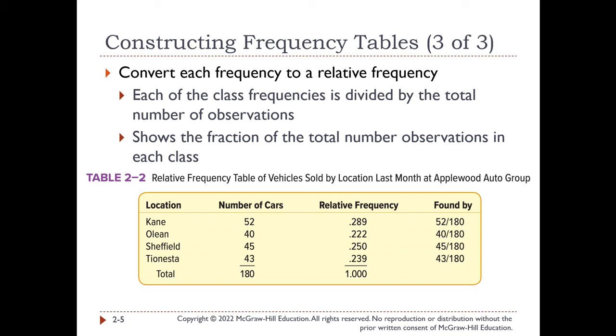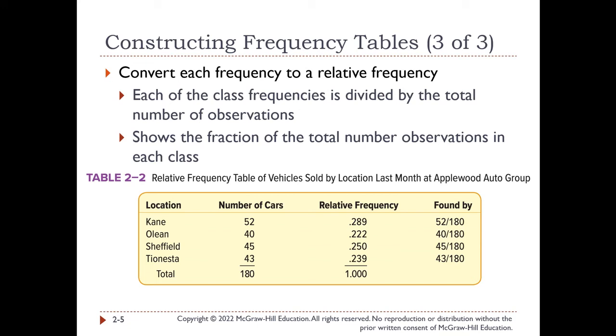Then we have the same thing for Olin, Sheffield, and, I don't even know how to pronounce that, it's okay, it's an example. But we can see percentage-wise which one is the greater one. Again, it will be Kane, which makes sense because they sold the greater number of cars. So they come in at about 29% of the whole, the pie chart of itself.